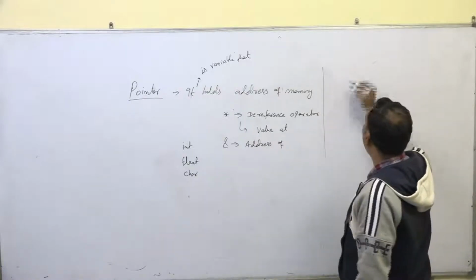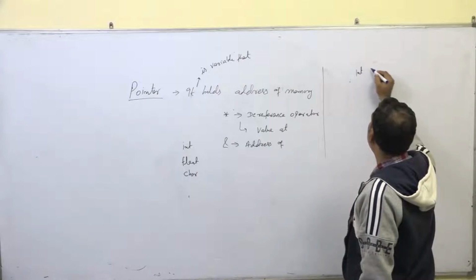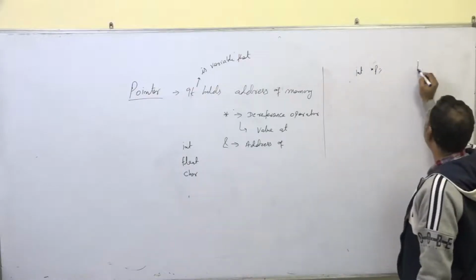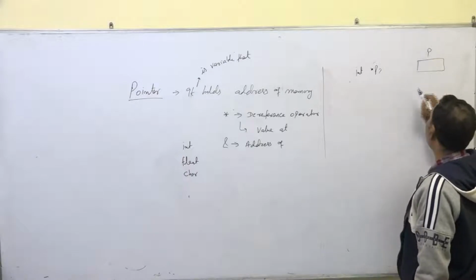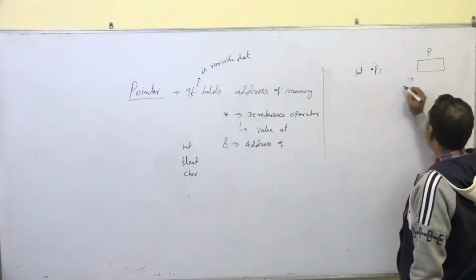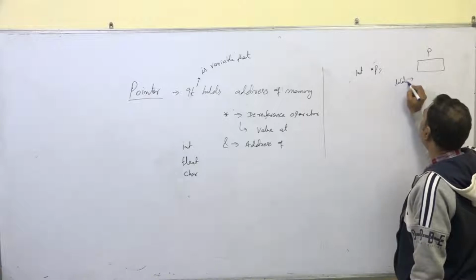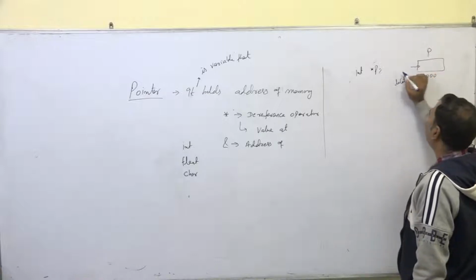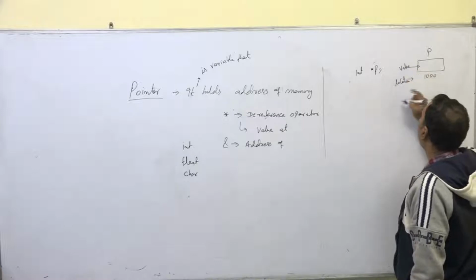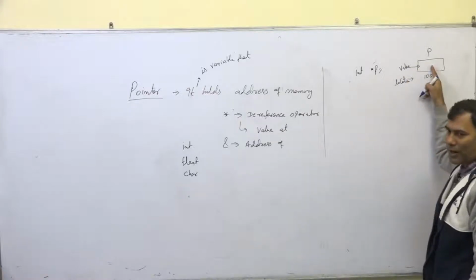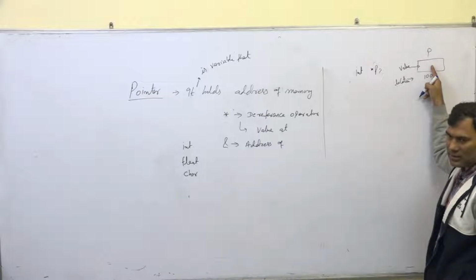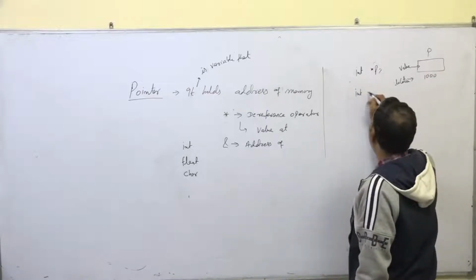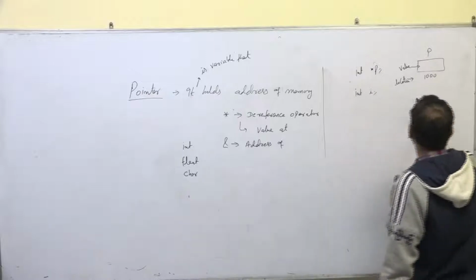Now, if we take one integer pointer p, p means what? P is a variable, and let the location of this variable in memory be 1000. It holds what? The value of this pointer should be only an address. Only address.